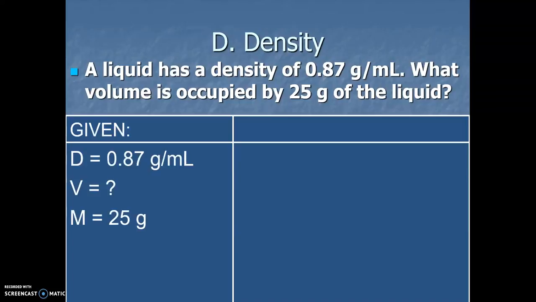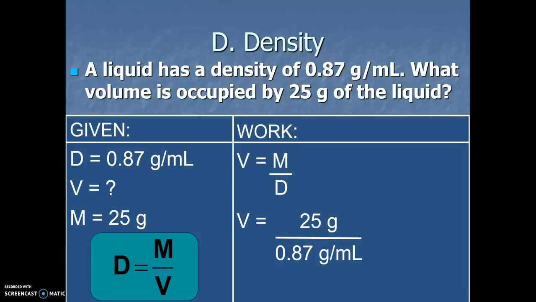So again, we're going to put down all the factors that we're given. We're given density and we're given mass. And given the equation for density, we're going to solve for V. So if we're going to solve for volume, we're going to take mass over density. We're going to put those numbers into the equation, and we only have two significant figures in each of our measurements. So our final answer should only have two significant figures at 29 milliliters.